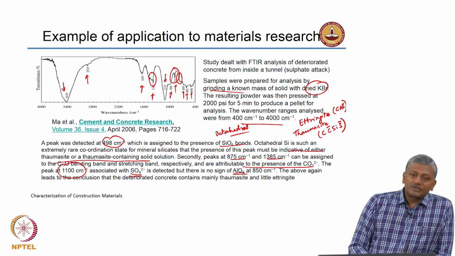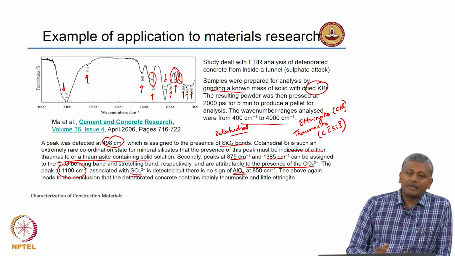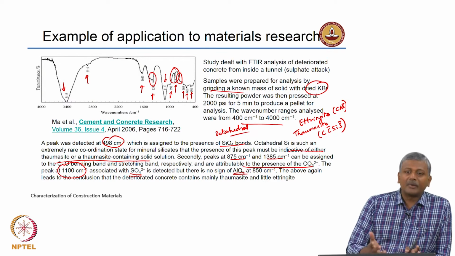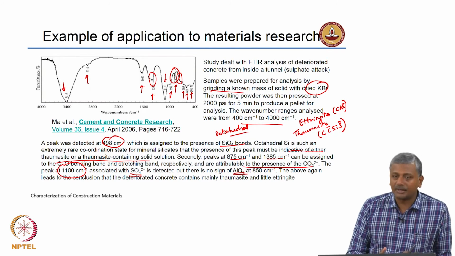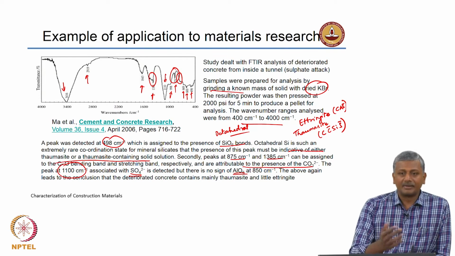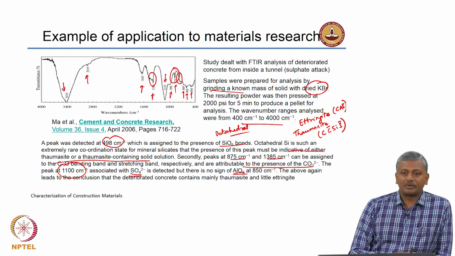EDX will give you elemental composition. That elemental composition can be converted to an oxide composition. Now, EDX you would have to do on a number of points to really understand that your microstructure is rich in thaumasite and not in ettringite. However, here all you are doing is preparing a powder and running one analysis and showing very clearly that there is thaumasite and not ettringite.